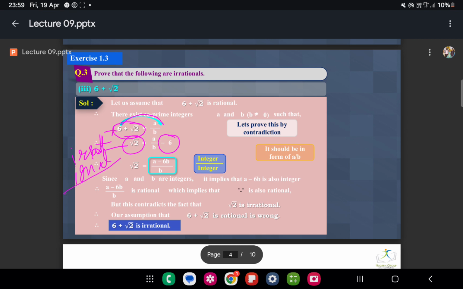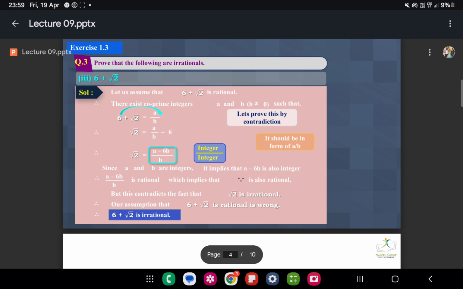Already we have proved that it is irrational. So it will become here minus 6. Root 2 is equal to a by b minus 6. Nothing else is there, so take the LCM. b is the LCM, multiply by b in the numerator and denominator. So you will get b in the denominator, 6 minus a minus 6b. Multiplication of 6 into b is 6b. So root 2 is equal to 6 minus a minus 6b divided by b.